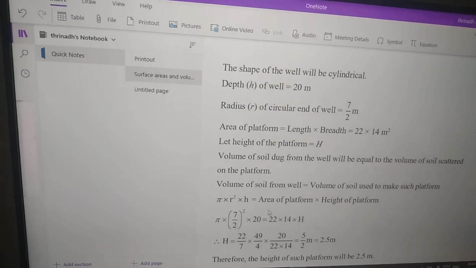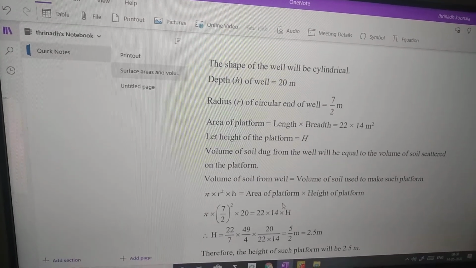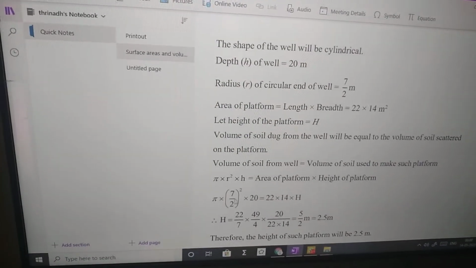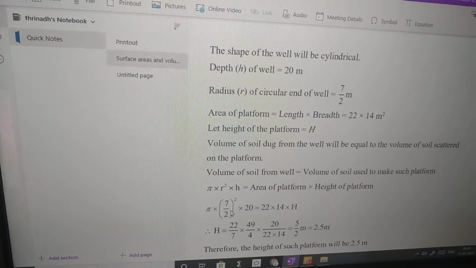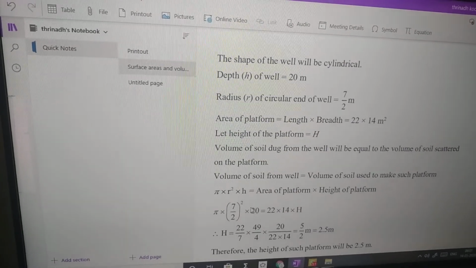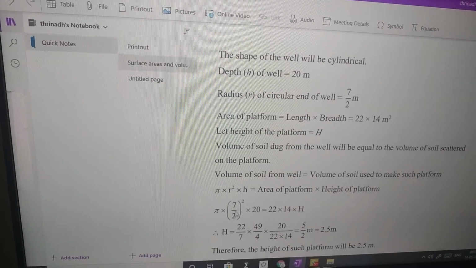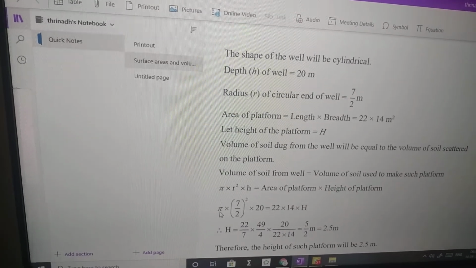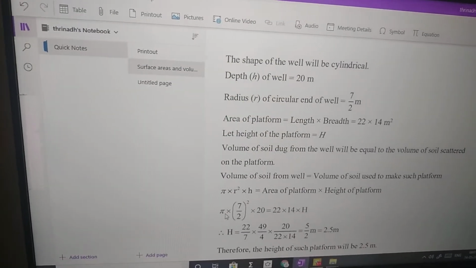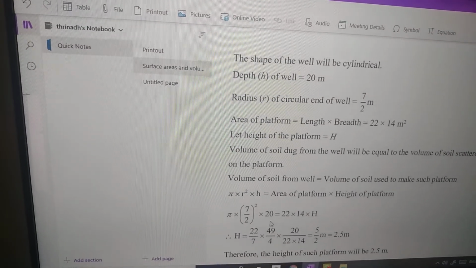The volume of cuboid formula applies because it forms a cuboid after spreading the sand. So the cuboid formula is the area of the platform into the height of the platform. So I am using pi r square h and L into B into H, the volume of cylinder and the volume of cuboid. For the volume of cylinder, we know pi r square h. In that I am substituting the well dimensions. So the R value is 7 by 2 whole square into the H value given, 20.